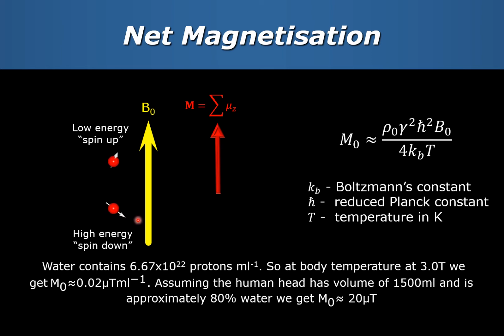But assuming that water contains something like 6.67 times 10 to the 22 protons in a single mL, at body temperature we find that we get an equilibrium magnetization of about 0.02 microtesla per mL. And if we assume the human head has a volume of about 1.5 litres and is approximately 80% water, we get a net magnetization of approximately 20 microtesla. So the signal that we're getting from the patient is really quite small, certainly in comparison to the static magnetic field that is giving us that net magnetization.